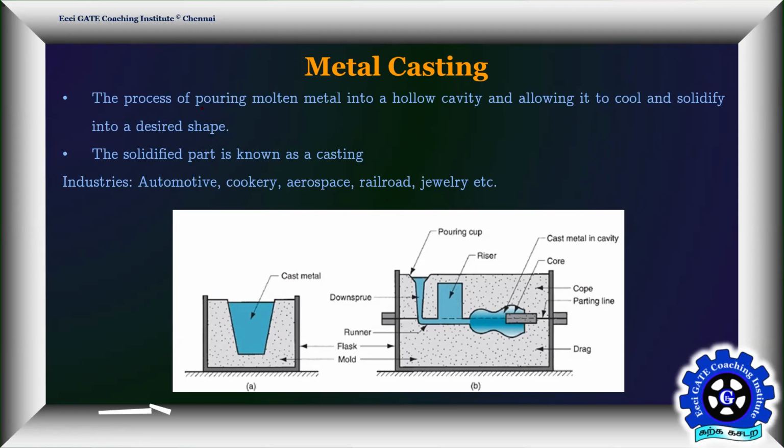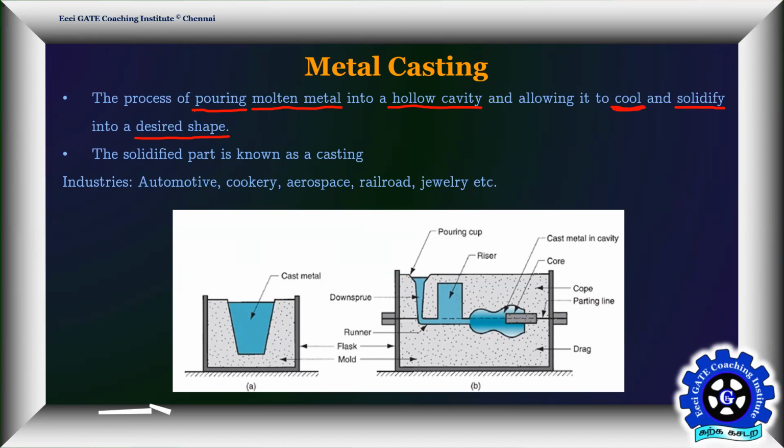Okay, fine, good. So first you have molten metal, then you have to pour it into a hollow cavity, and then you allow it to cool. Then you do the solidification, and at the end you get a desired shape. That is what metal casting is. The solidified part is known as metal casting or a casting.